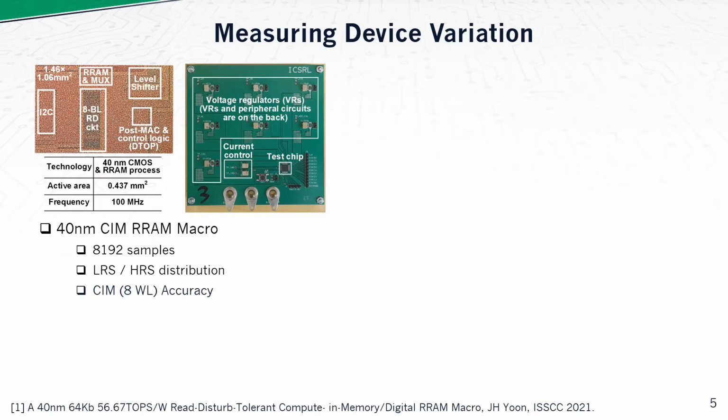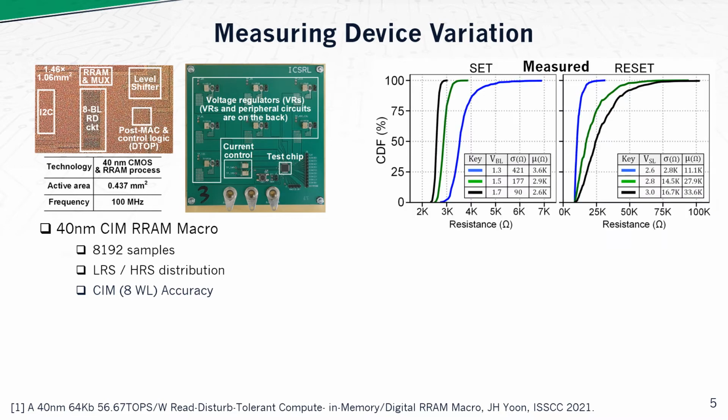All memories used to perform compute memory suffer from device variation. In this work, we focus our attention on resistive RAM, and to gather realistic data about device variation, we collected 8,000 measurements on a 40-nanometer foundry RM array that our co-author, Jung-Hyuk, recently presented in ISSCC 2021. First, we show the resistance distributions of the set operation for the low resistance state and reset operation for high resistance state. We collect data for 3 different write voltages and show the distributions as cumulative distribution functions.